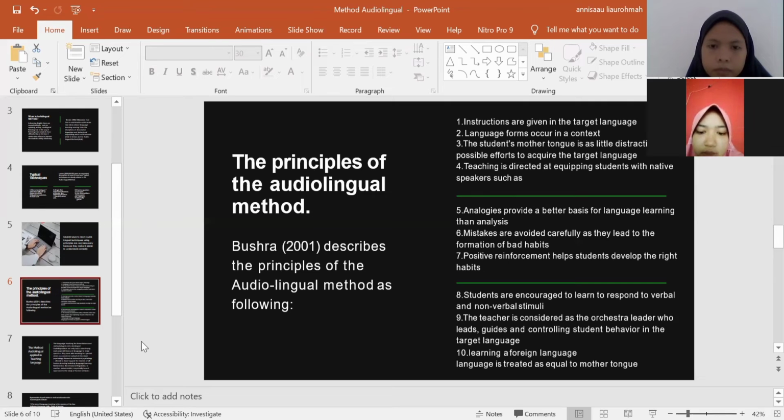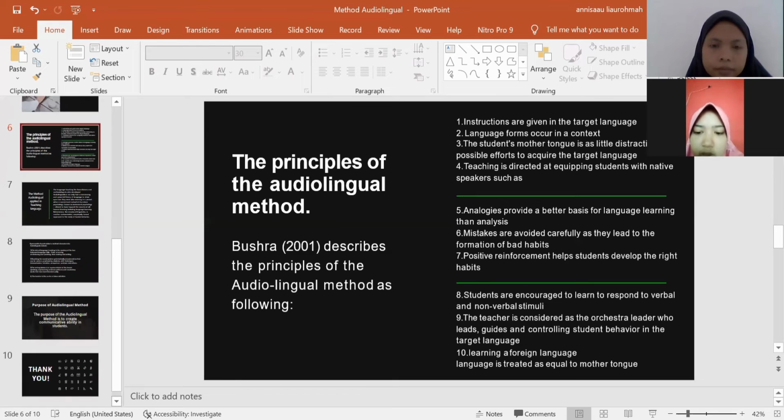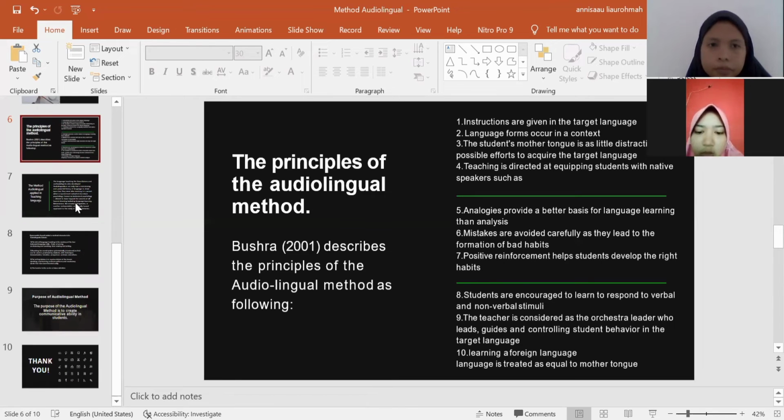Number 9, the teacher is considered as the orchestra leader who leads, directs, and controls student behavior in the target language. Number 10, learning a foreign language is treated as equal to learning the mother language.